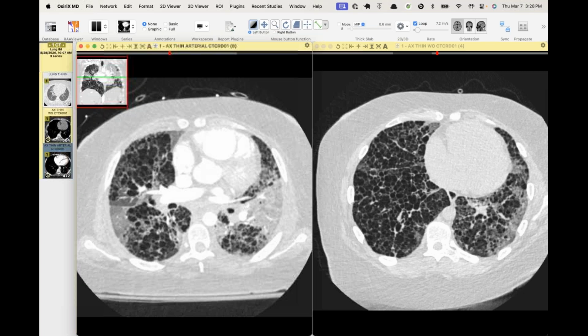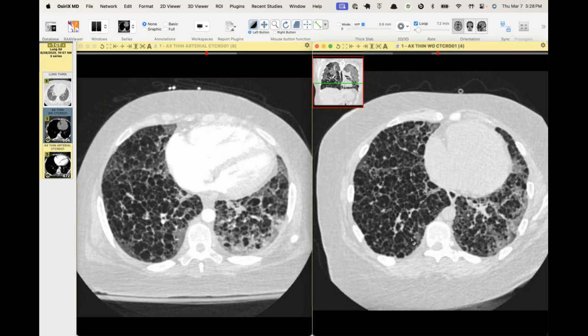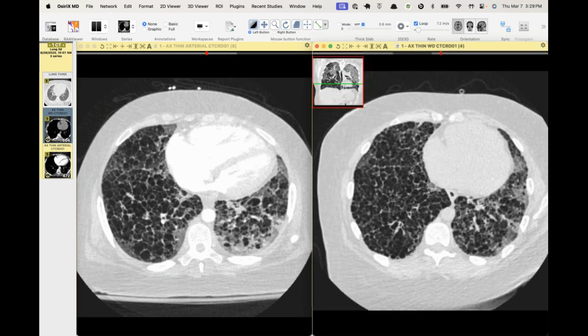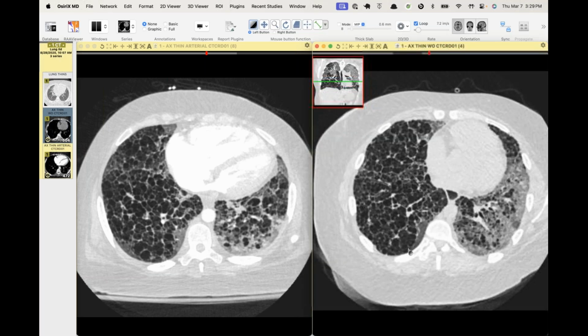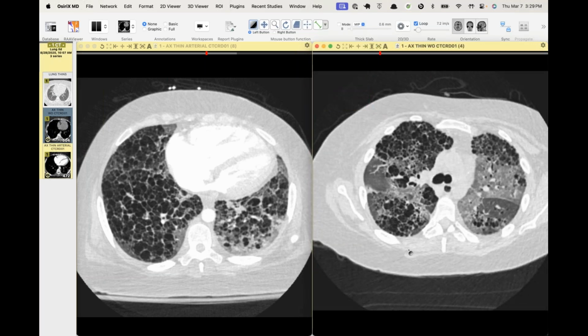The thing that I still don't like about that is that it's not UIP type of honeycombing because there's no traction here. You can even see the bronchi all the way out. But the exuberant honeycombing is often not UIP-like. Right. And it's very thin-walled.